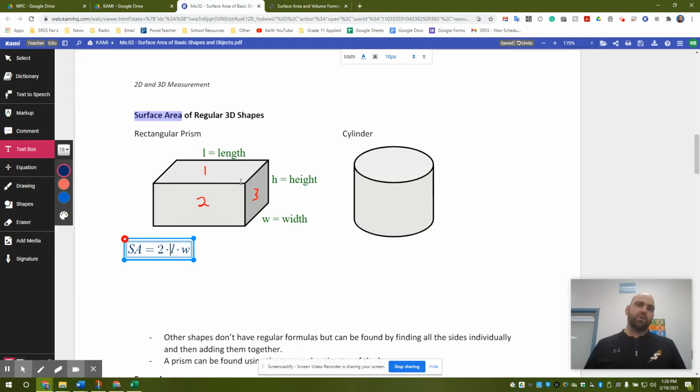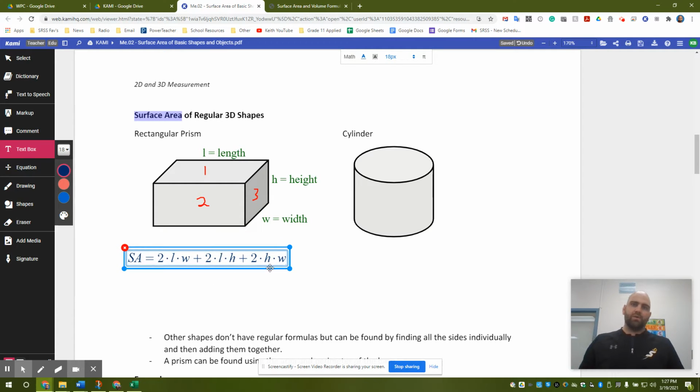Now I know that there are 2 of them, so I'm just going to multiply it by 2 right away. Okay, 2 times length times width. Then I'm going to find side 2, which is length and height. So again, there's 2 of them, length times height. And then the last side is 3, and so that is the height and the width. I know again there's 2 of them, 1 on each side. So I'm going to add 2 times height times width. Okay. Now again, the order that you put these letters into doesn't really matter, as long as we have length and width together, length and height together, and height and width together. And that's going to be our area formula for a rectangular prism.